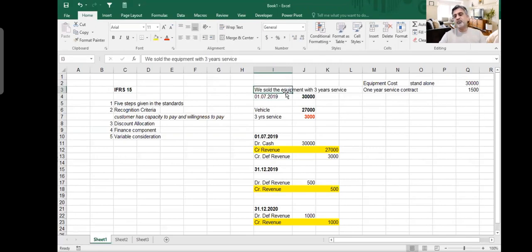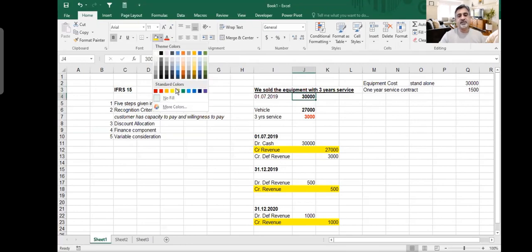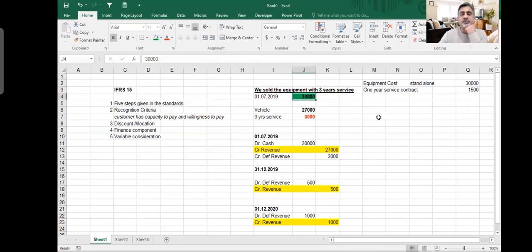So we sold the equipment with 3 year service and we did it only for 30,000. So it's very obvious that we have given some serious discount to the customer, because generally it is 1,500 for year 1, 1,500 for the second year, and 1,500 for the third year. So the value of this transaction should have been 34,500.